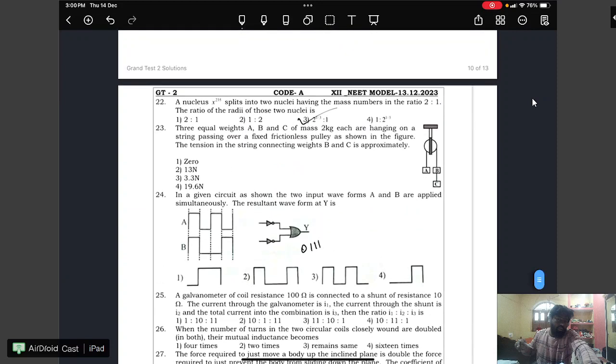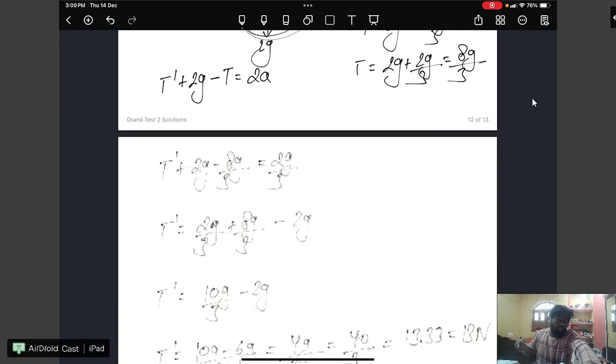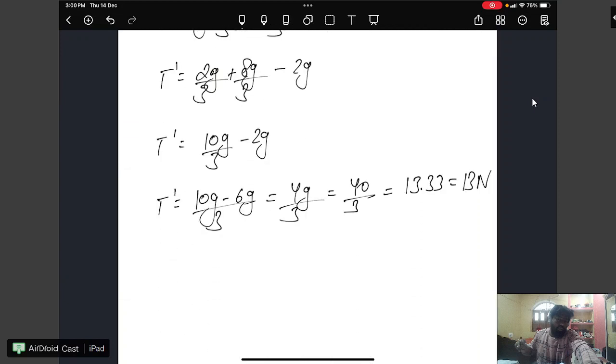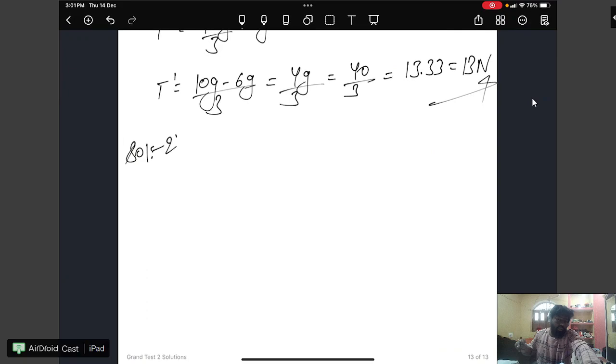I hope that this will be the answer. The remaining process is totally correct. There is no need to worry about the process. Only thing, a little decimal is coming. No worry here. Now question number 24, we'll see.